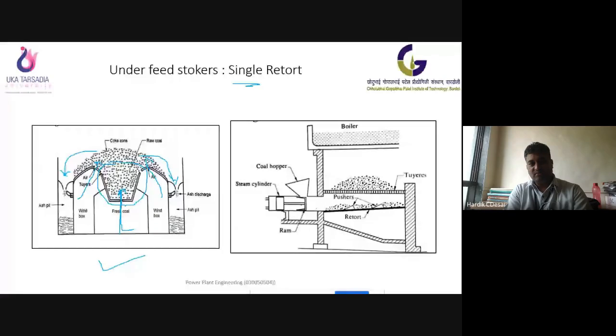Say there will be a steam cylinder, or you can have a hydraulic cylinder, which will be driven by the steam engine, or any other prime mover, say a diesel engine or an electric motor. So this is a ram-like arrangement which will continuously push your coal. Then this coal will be supplied to this grate platform, and you will have the combustion process as per the principle of underfeed stokers. So this is all about underfeed stokers.